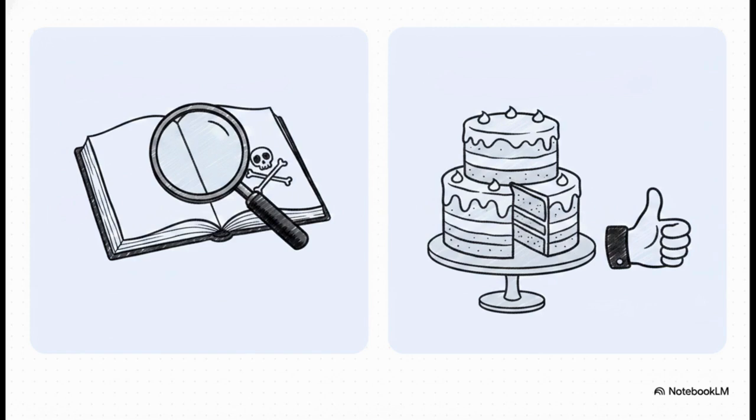DAST, on the other hand, is waiting until the cake is fully baked, taking a big bite, and seeing if it makes you sick. You absolutely need both, right? The recipe check catches the obvious structural errors early on, while the taste test ensures that the final assembled product operating in the real world is actually safe for consumption. Together, they create a seriously robust defense.